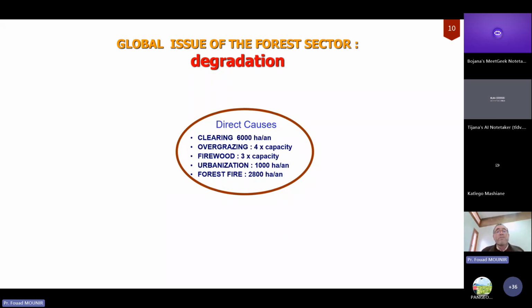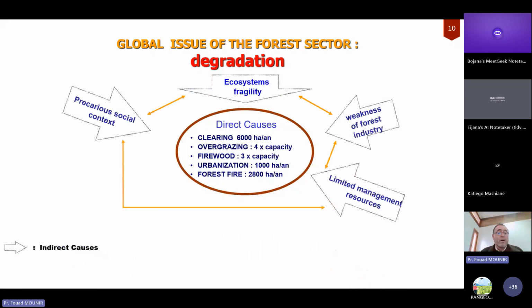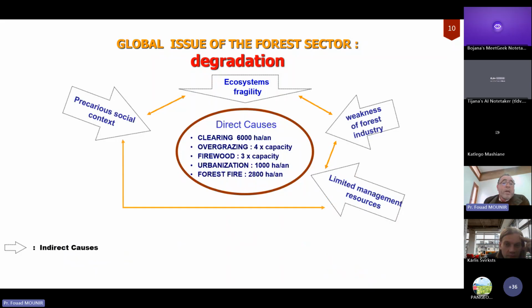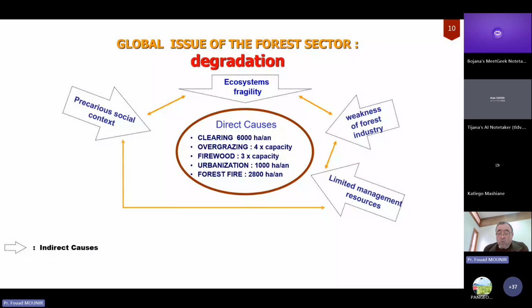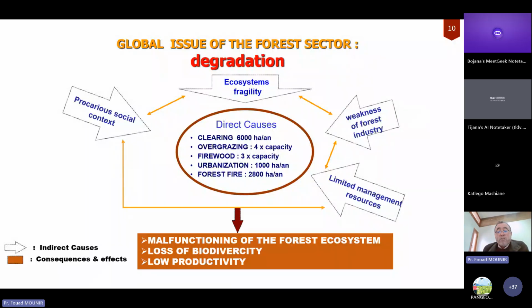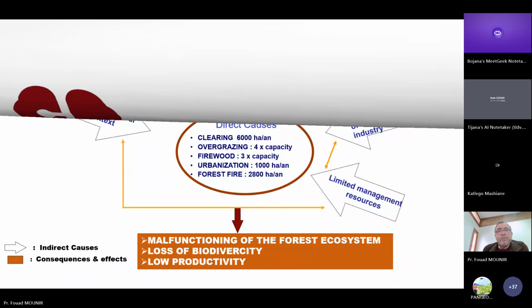We also have some indirect causes. We can see mainly, among them, the precarity of the social context, because the local population, mainly the riparian population which lives near the forest, takes advantage of this forest. That's what causes ecosystem fragility. We also have some weakness of the forest industry and limited management resources, mainly money. These have as a consequence malfunctioning of the forest ecosystem, loss of biodiversity, and low productivity.